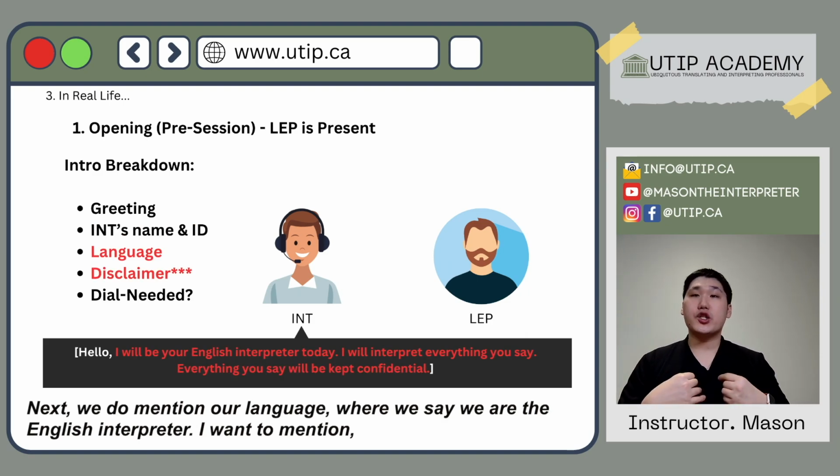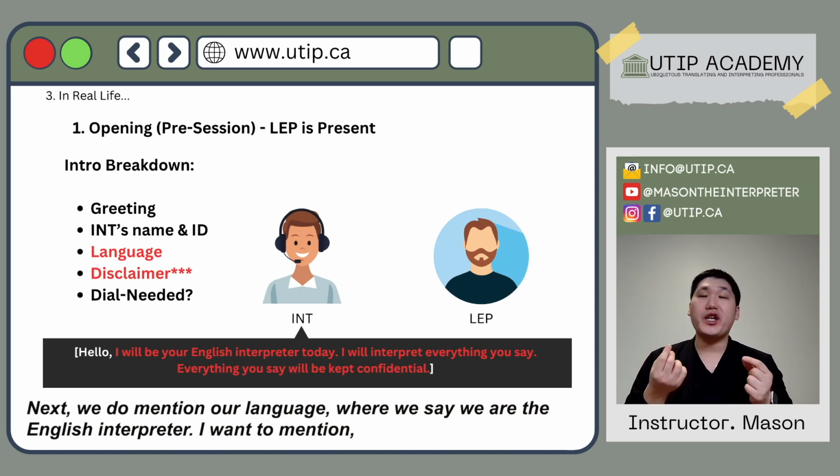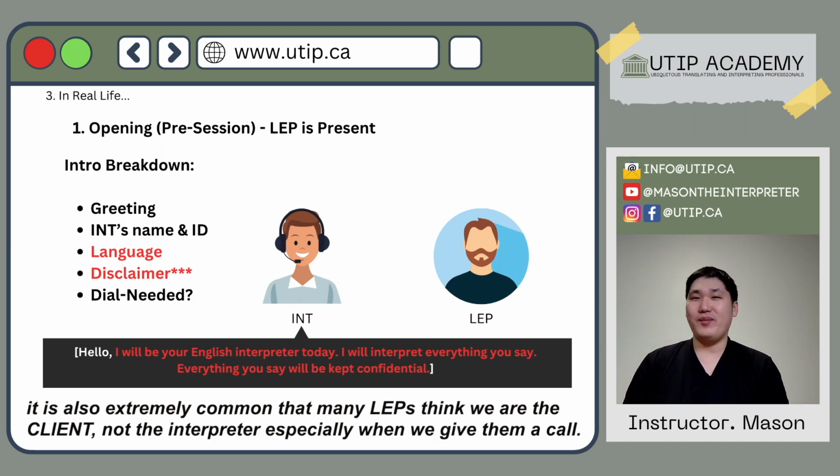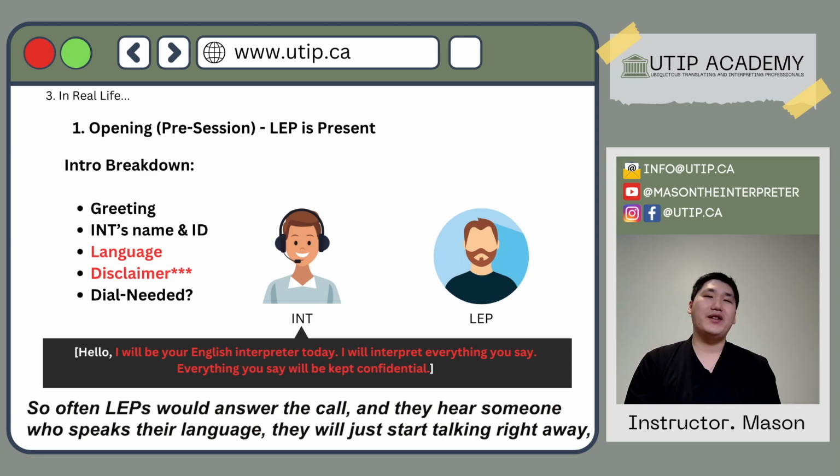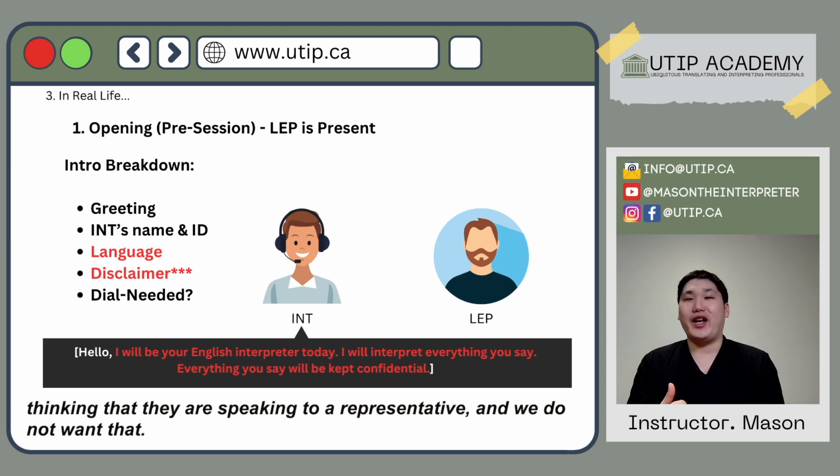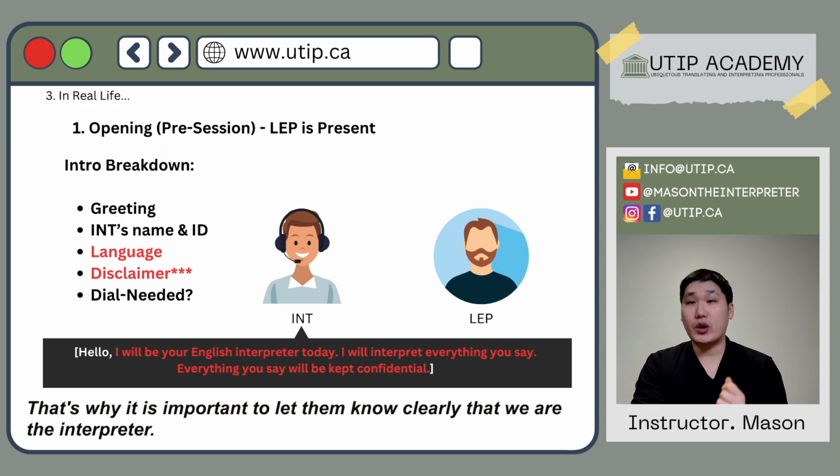Next, we do mention our language, where we say we are the English interpreter. I want to mention it is also extremely common that many LEPs think we are the client, not the interpreter, especially when we give them a call. So often LEPs would answer the call and hear someone who speaks their language. They will just start talking right away, thinking that they are speaking to a representative, and we do not want that. That's why it is important to let them know clearly that we are the interpreter.